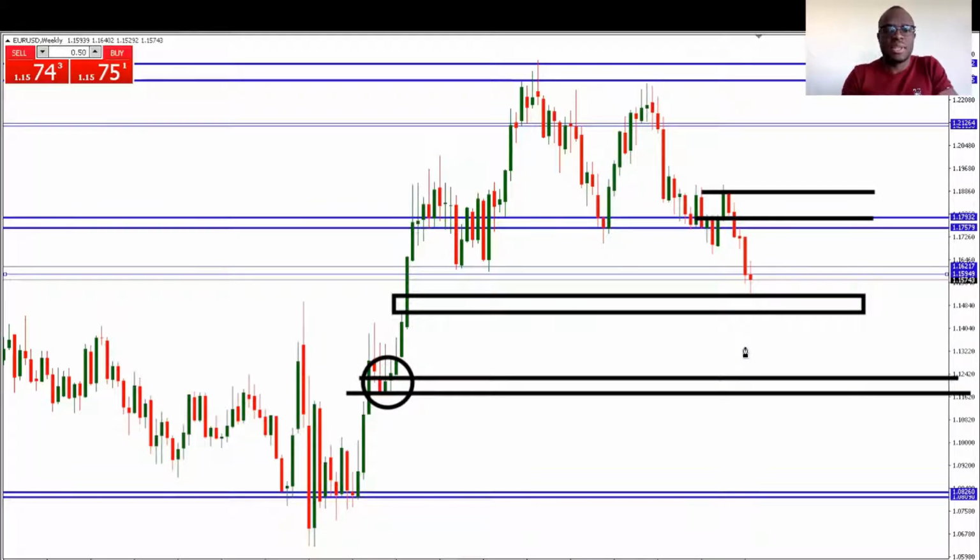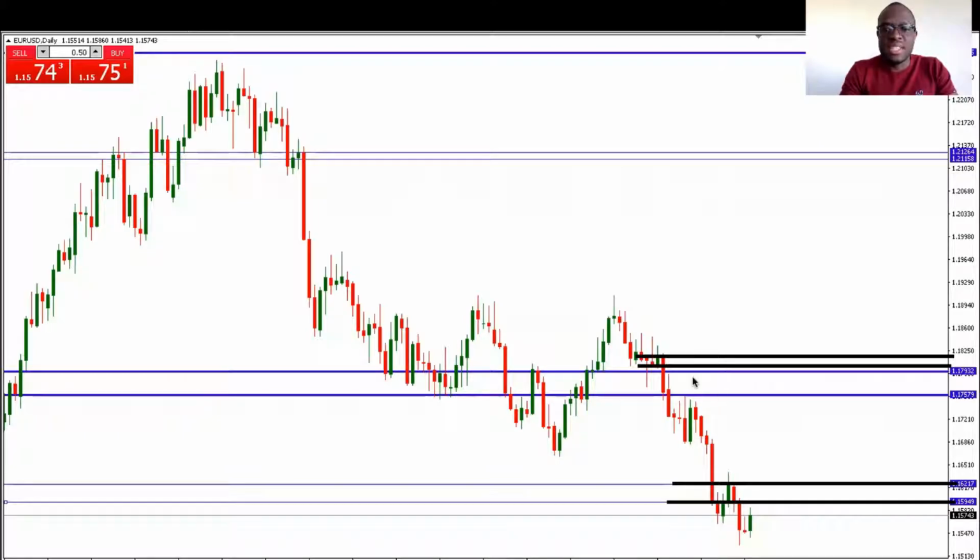Now we move on to the daily chart. So on the daily chart, we've got two areas of interest: this order block and this one. As for now, let's ignore these two blue lines. The first scenario is that, remember that on the weekly chart we have an area of inefficiency below this level, right? This marks our area of inefficiency according to the weekly chart, right?